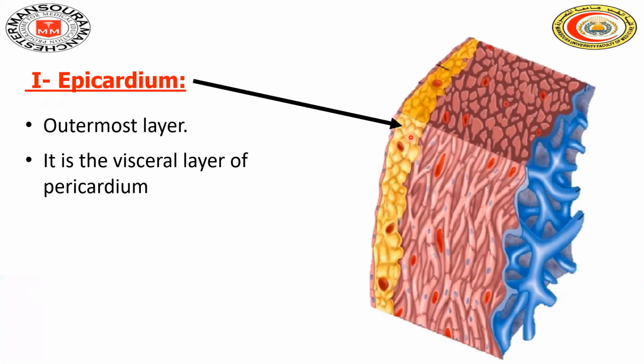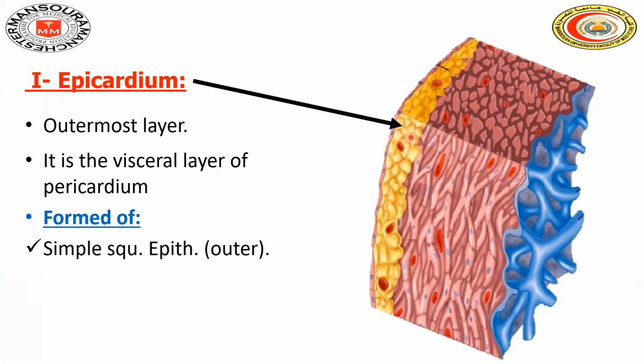And actually, this layer represents the visceral layer of pericardium. So it is the first layer of the wall, and at the same time, it is the visceral pericardium. It is the visceral layer of pericardium. Microscopically, this layer is formed of simple squamous epithelium, and here is the epithelium.